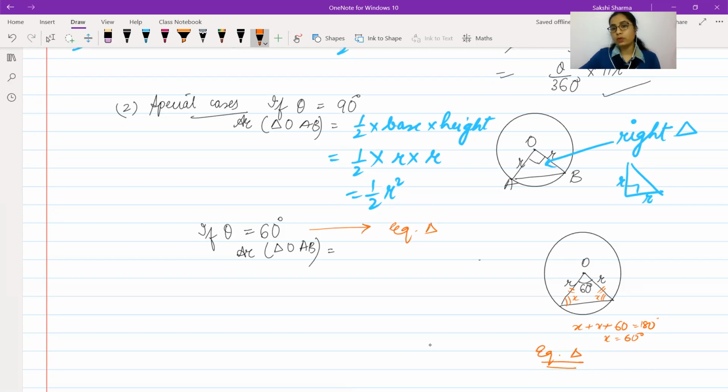And what is the area of an equilateral triangle? √3/4 side square. This is what we will be using here. If our triangle is equilateral, then we have this formula for its area. Just a shortcut. If the central angle is other than these two, it takes a little longer to find out the area of the triangle. We will discuss that later if there is such a question. Right now, I would just like you to learn all of these and then we will start with the exercise.